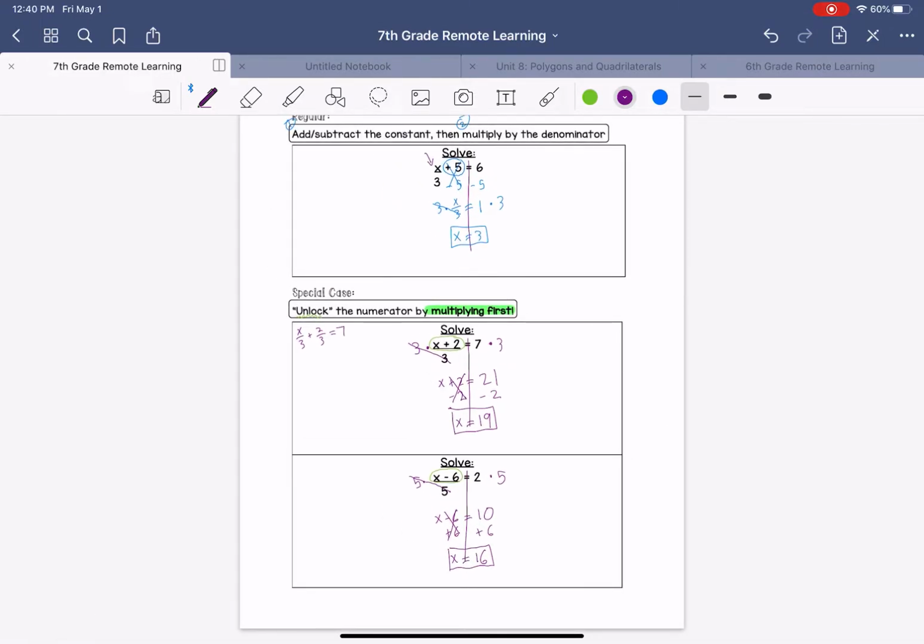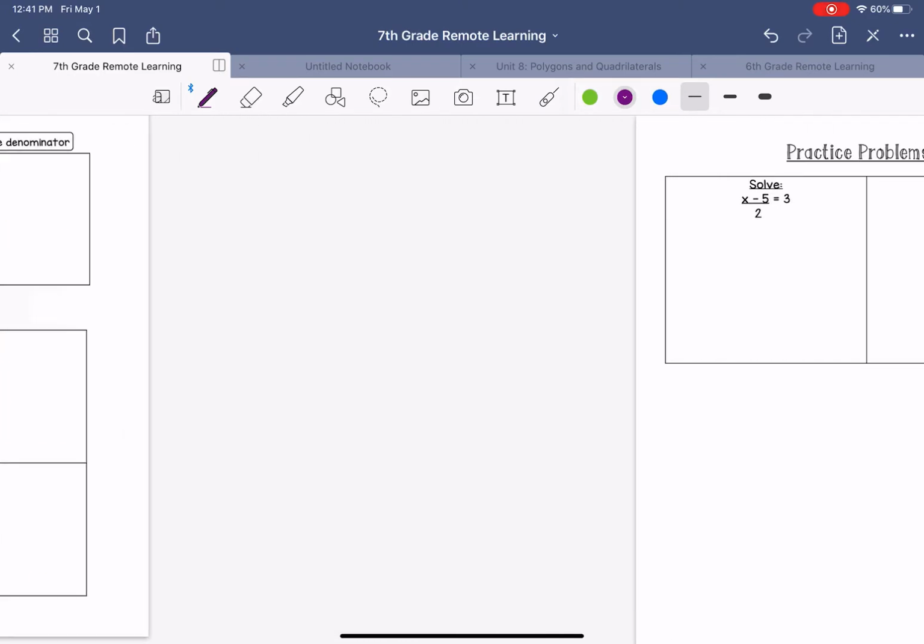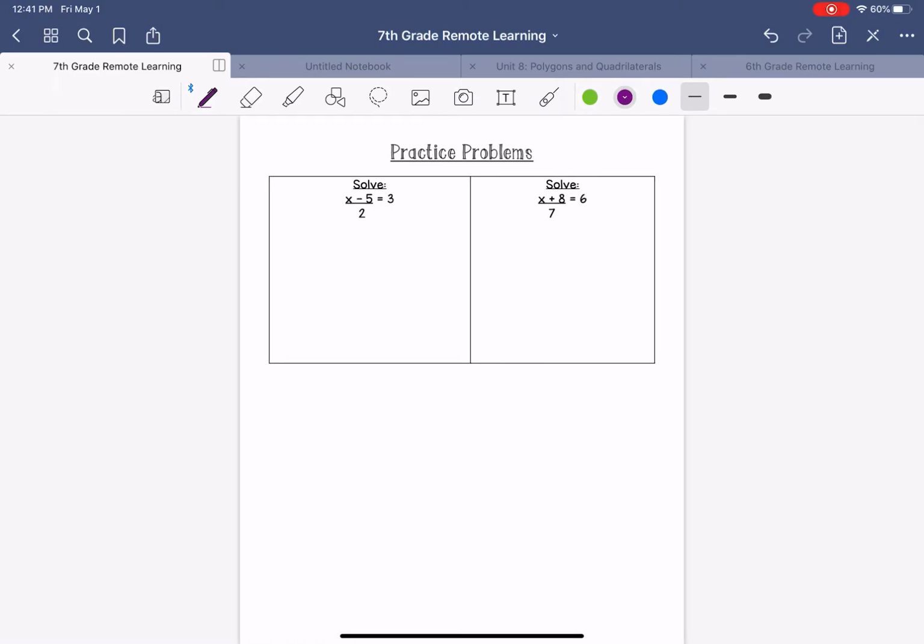Okay, so notice the difference. For the first one, only the x is in a fraction, and so we subtract our constant first. But with our second two, the entire thing is a fraction, so we have to multiply to unlock the top. Okay, you're now going to have a couple of practice problems that you're going to work on your own.